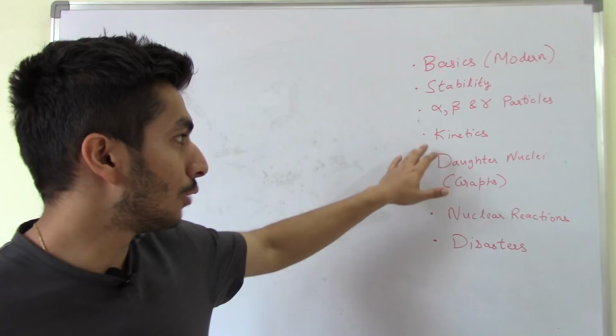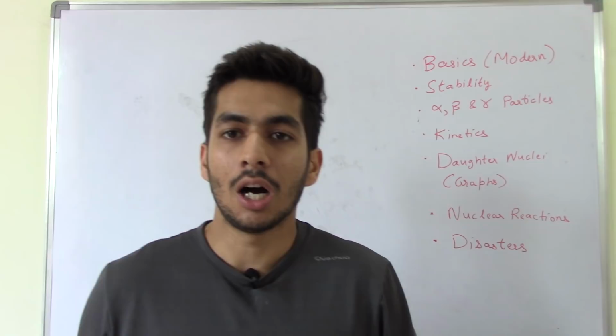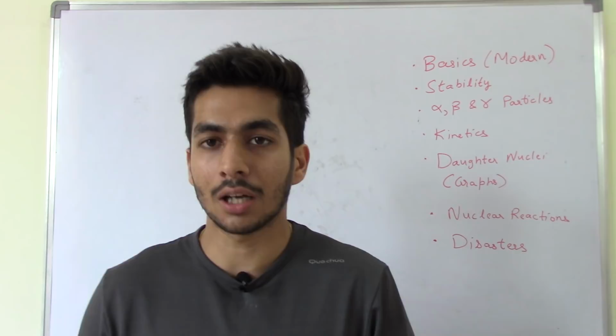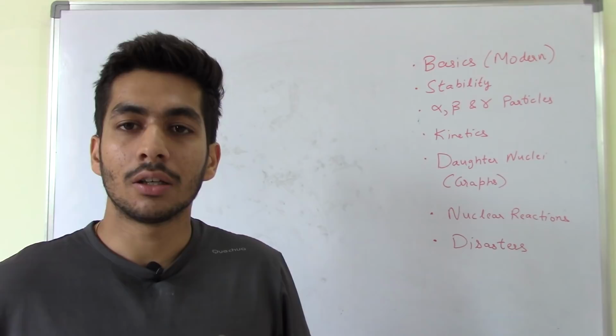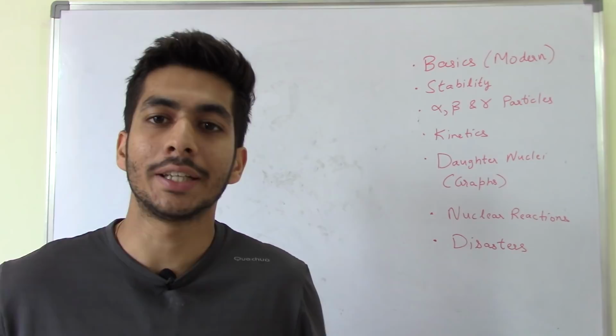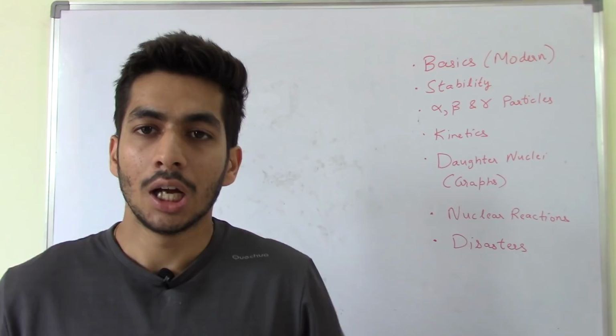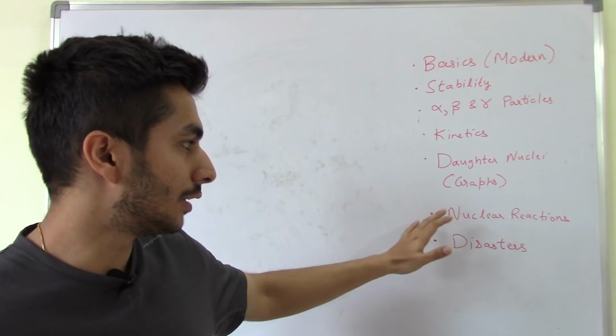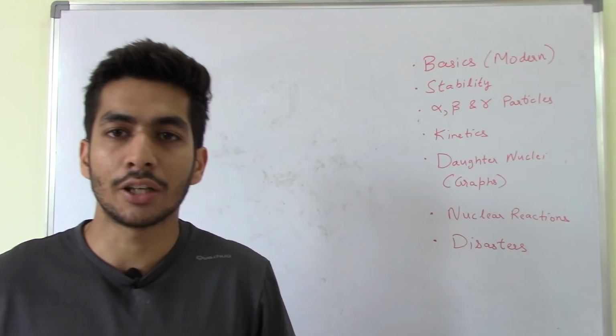Then we are going to talk about the kinetics of nuclear reactions, another very useful and very important topic from nuclear chemistry, and a lot of numericals are asked in the exam from these topics. Then we will talk about decay schemes. There are a lot of questions, particularly in the BARC exam, based on decay schemes. A lot of graphs are asked, with the parent nuclei, the daughter nuclei, and how the graph will look. So we'll discuss them. Then we'll talk about nuclear reactions, that is nuclear fission and nuclear fusion.